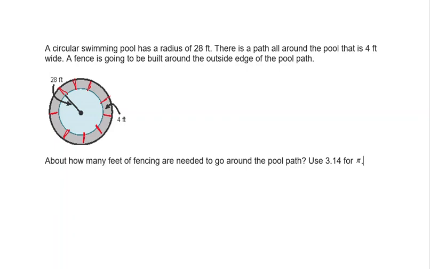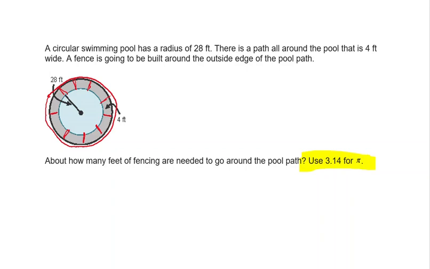A fence is going to be built around the outside edge of the pool path. So that fence is going to enclose the pool path and the pool all inside. How many feet of fencing, about how many feet of fencing are needed to go around the pool path? And here again, we're using 3.14 for pi.